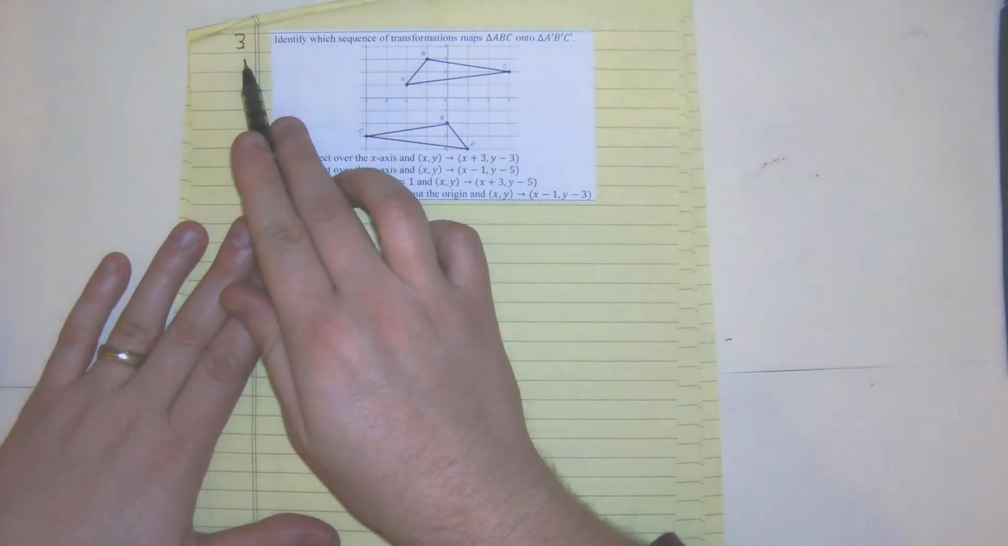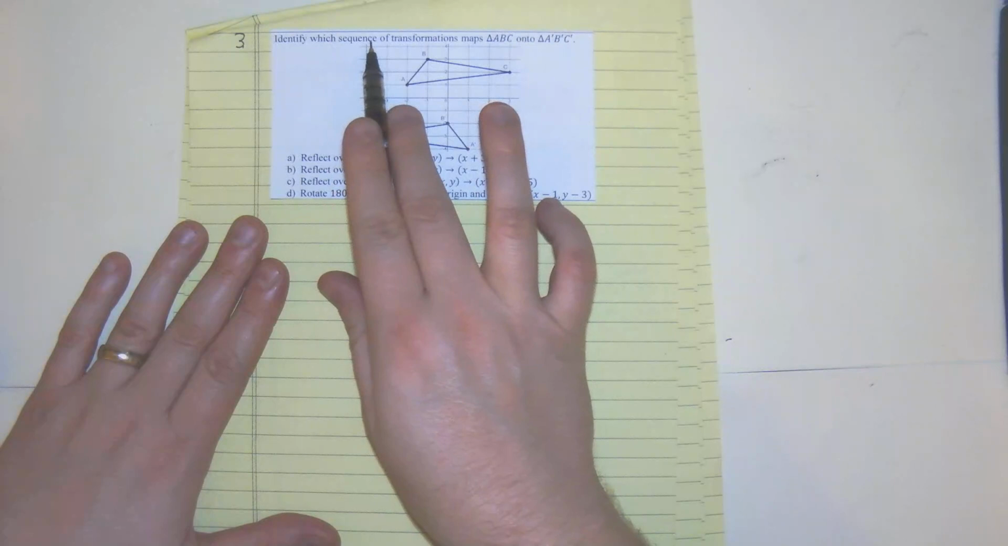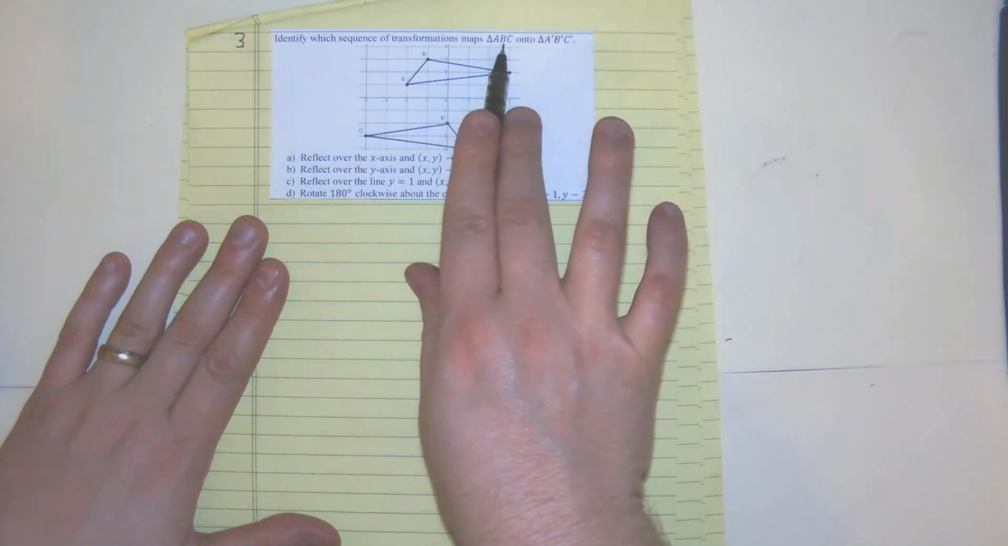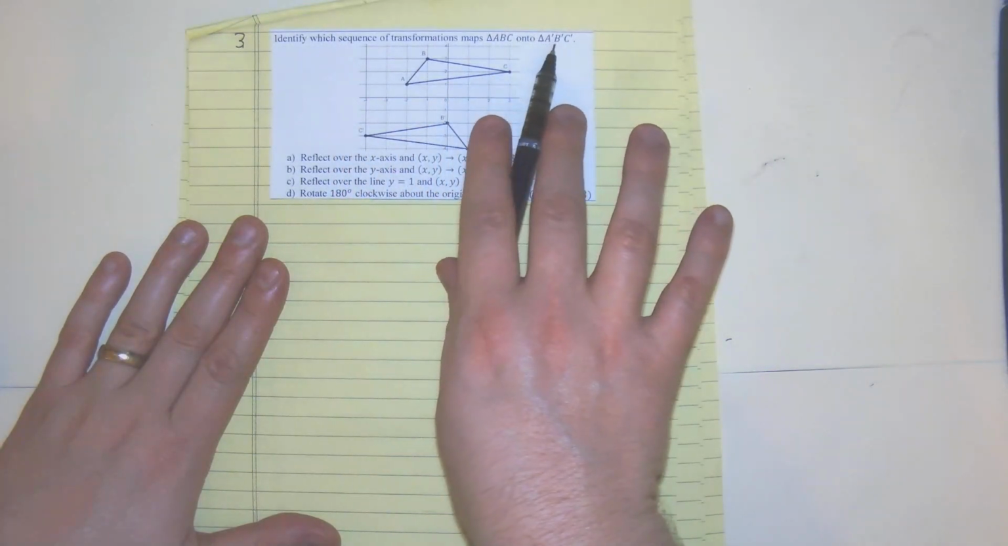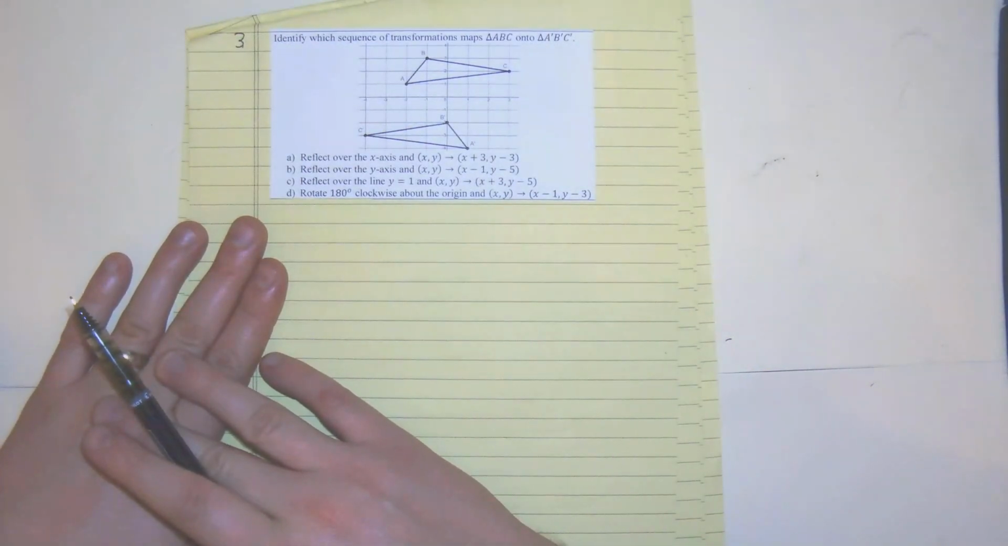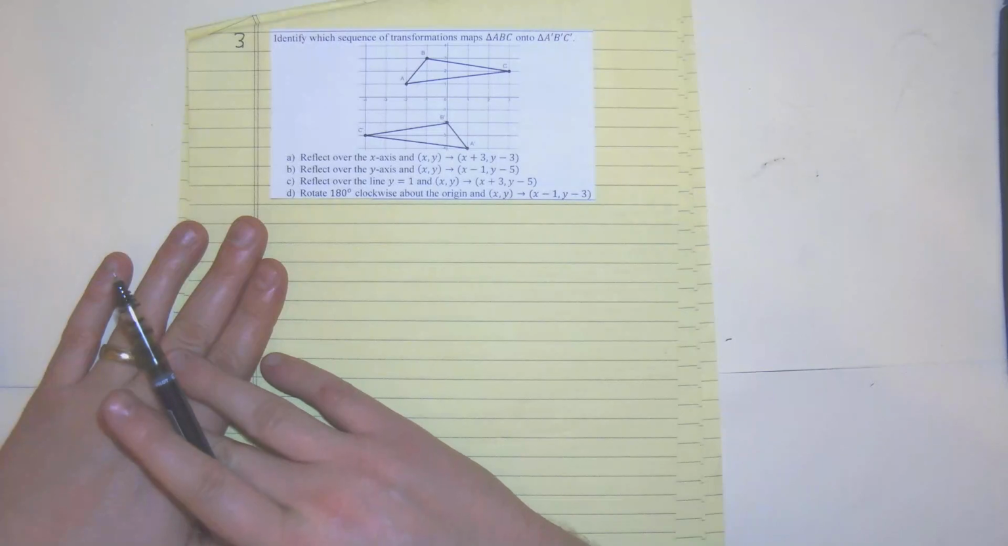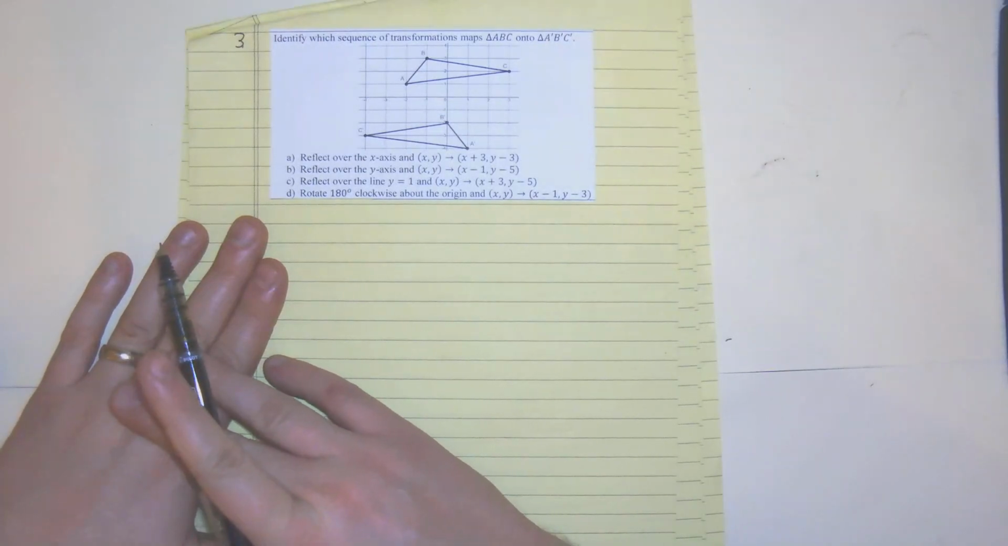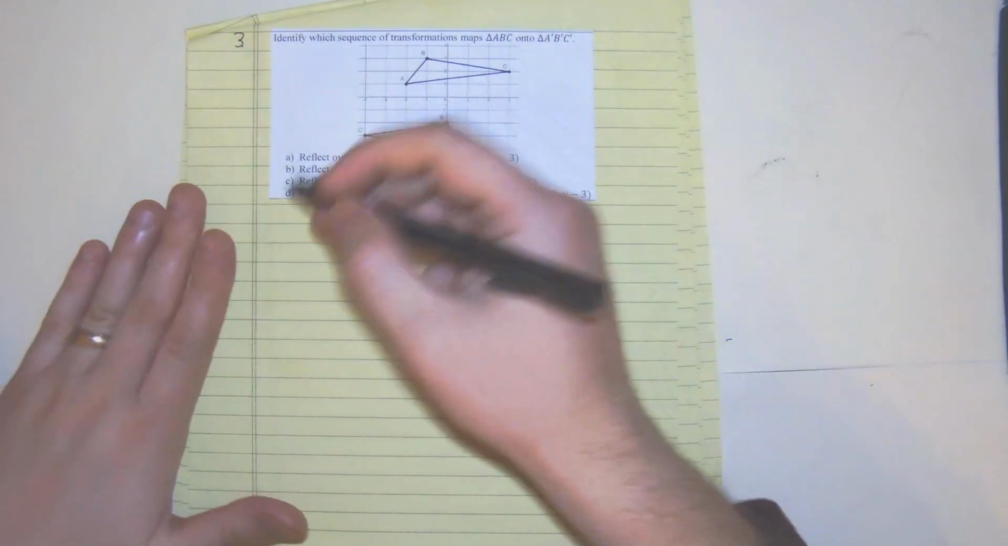Number 3 says, identify which sequence of transformation maps triangle ABC onto triangle A'B'C'. So what I'm going to do is choose points A and C. Those are the best ones. Let's start with A.